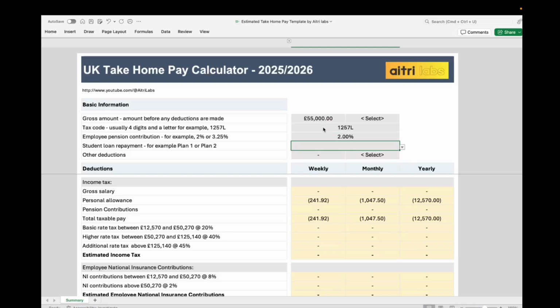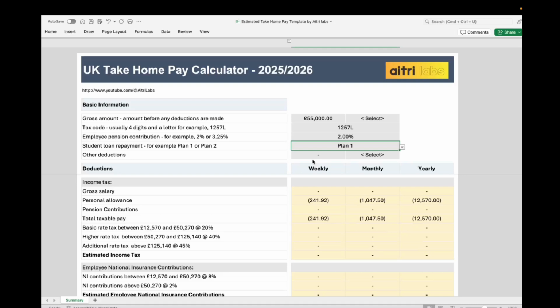And then your student loan. If you started your course before 1st of September 2012, that's usually plan 1. And if you started between 1st of September 2012 and 31st of July 2023, usually plan 2. For any further information, please check the student loan website. In this case, I'm going to go plan 1.